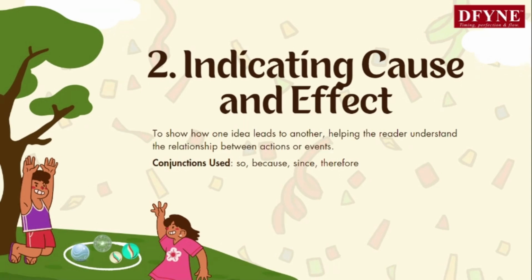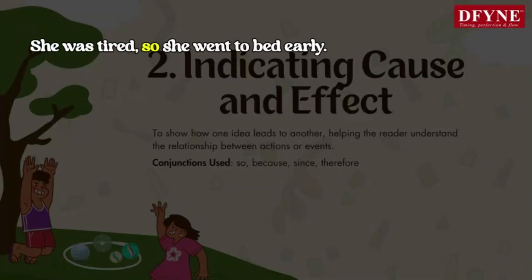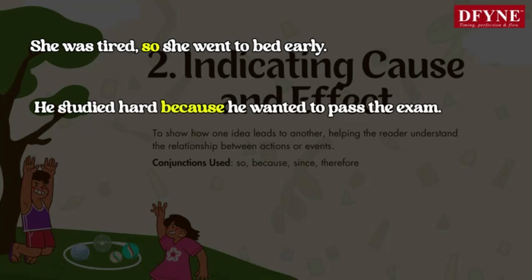2. Indicating cause and effect. While the first one can use only coordinating conjunctions and get the job done, here, we can include some subordinating conjunctions too. The purpose here is to show how one idea leads to another, helping the reader understand the relationship between actions or events. She was tired, so she went to bed early. Shows the result of being tired. He studied hard because he wanted to pass the exam. Gives the reason for studying hard.